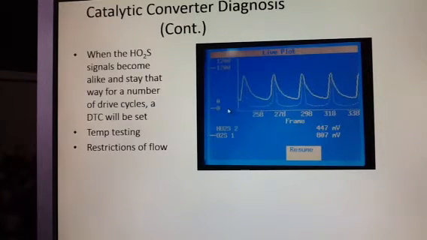If it is not staying steady, unlike this one here, if we see this, we may have a bad catalytic converter. If it is staying steady, we may be showing a good catalytic converter. Now, there are different ways to test this. We could do some temperature testing. If we have something that we think is maybe plugged up, we could simply look at that and see if it is very, very hot on the engine side of that catalytic converter and maybe colder on the exhaust or tailpipe side of that catalytic converter.